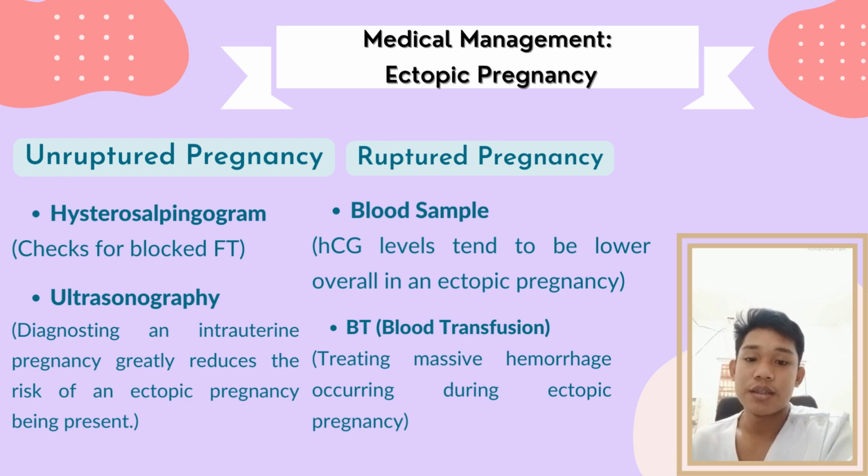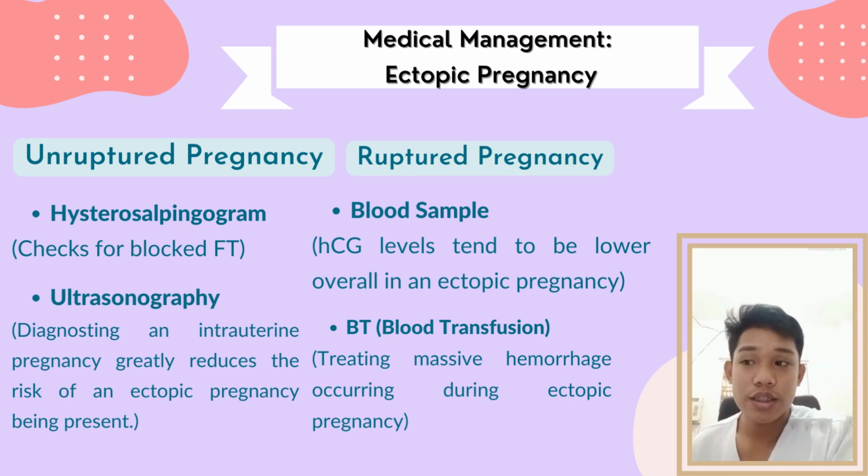First, a blood sample will be drawn immediately, especially to get the HCG level. Usually, during pregnancy, hormone levels increase 40 to 100% every 48 hours. But in ectopic pregnancy, it tends to be lower overall. But still, you may need to test HCG levels over a few days for definite results.